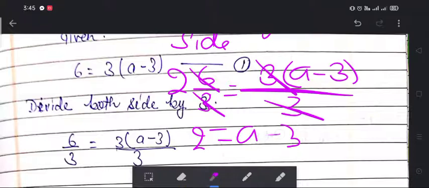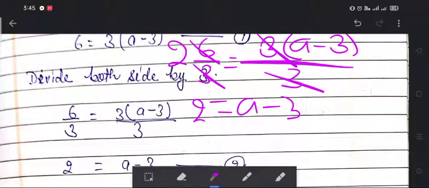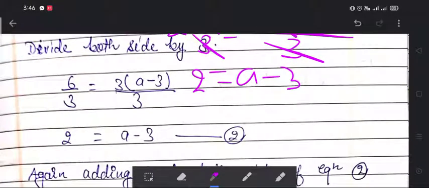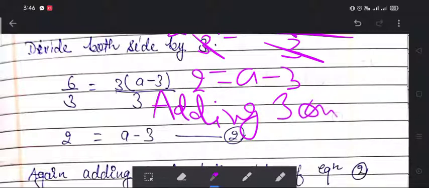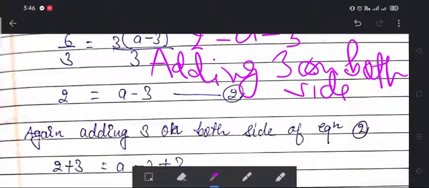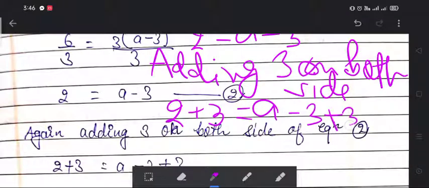Again here we can see that 3 is subtracted from a. So in order to separate a, we have to add 3 on both sides. Again we write adding 3 on both sides. So we get 2 plus 3 is equal to a minus 3 plus 3.